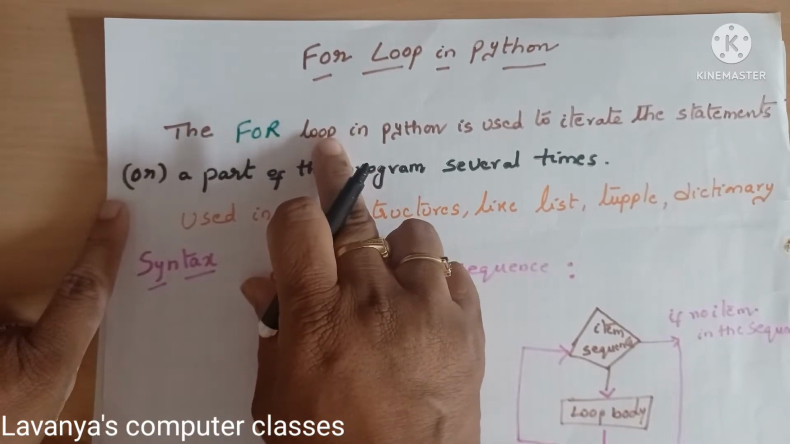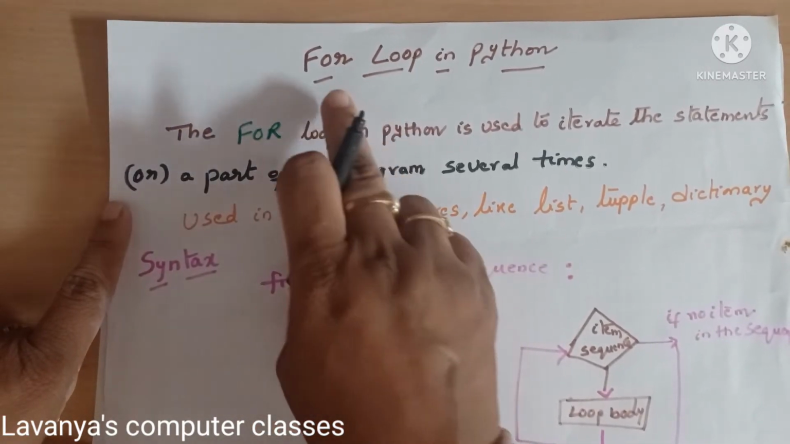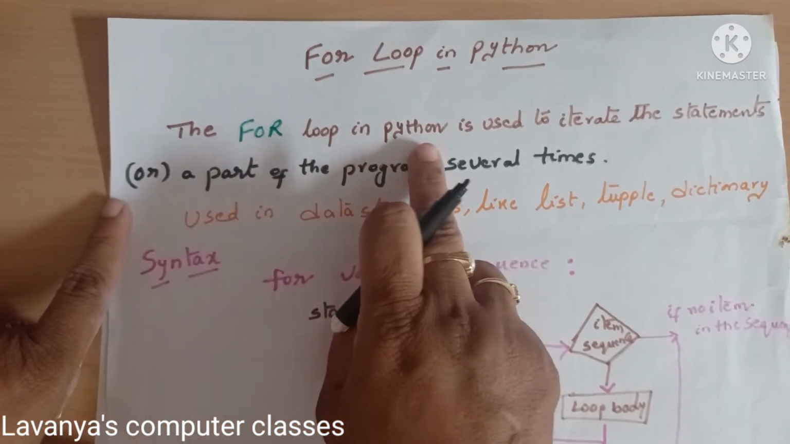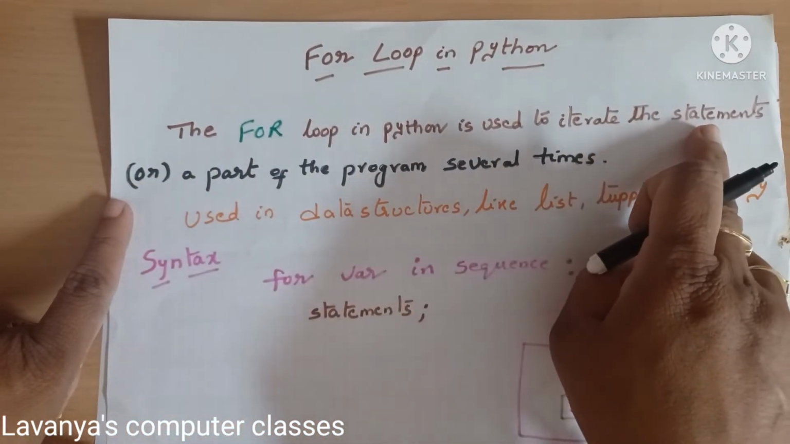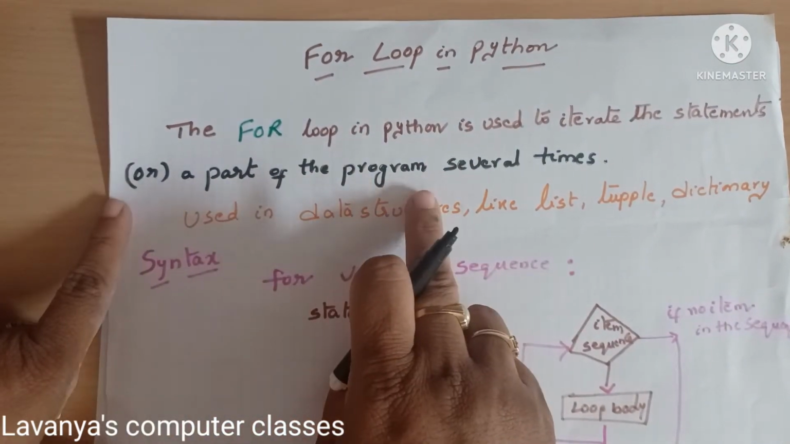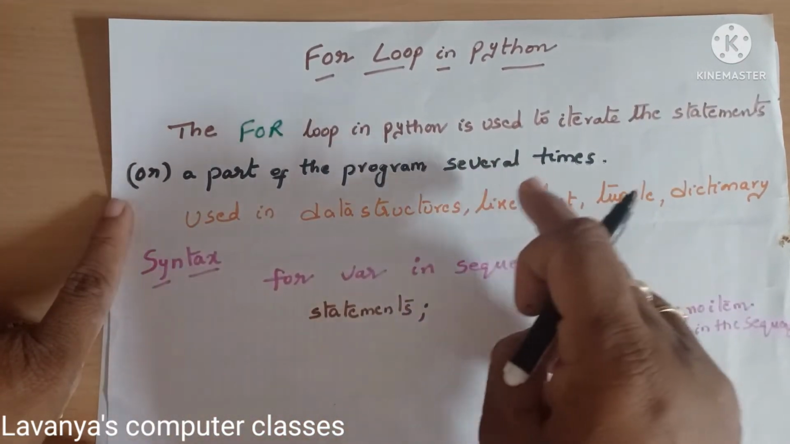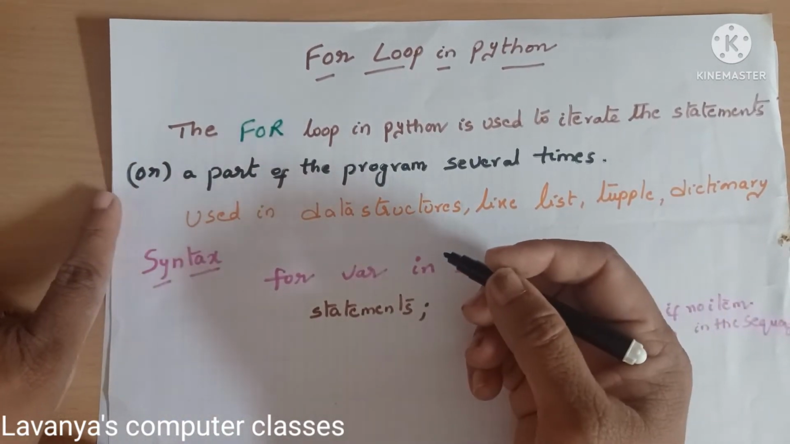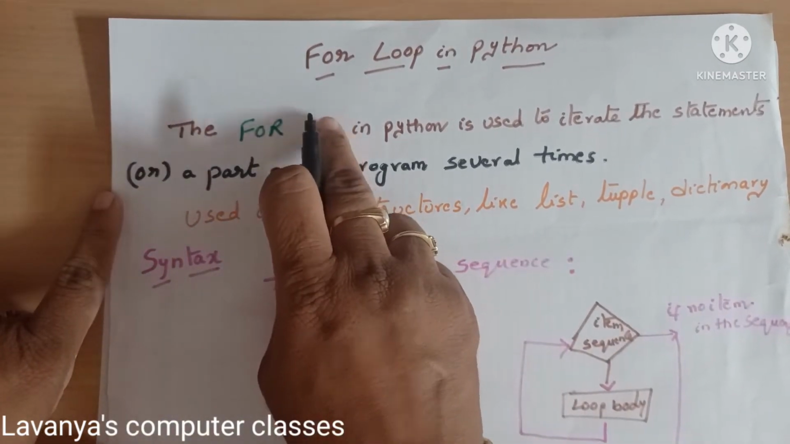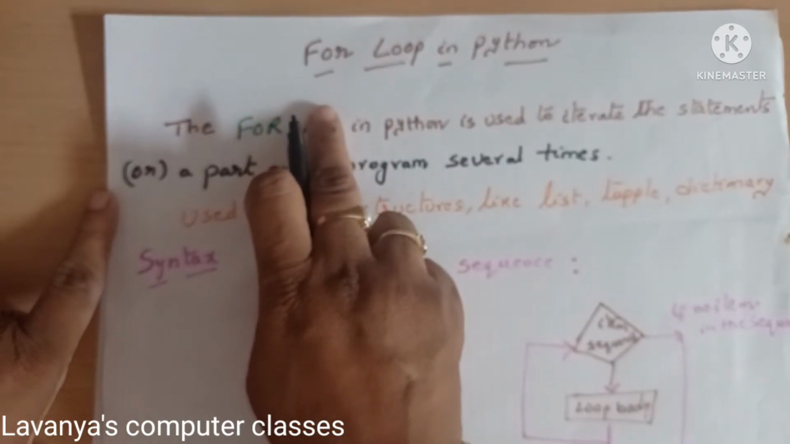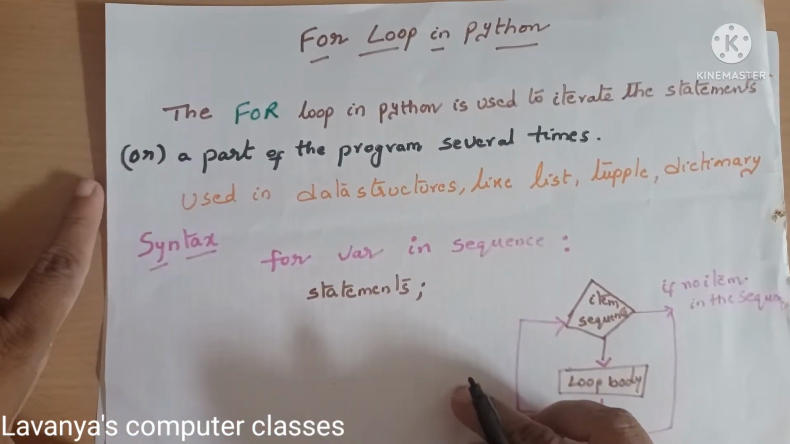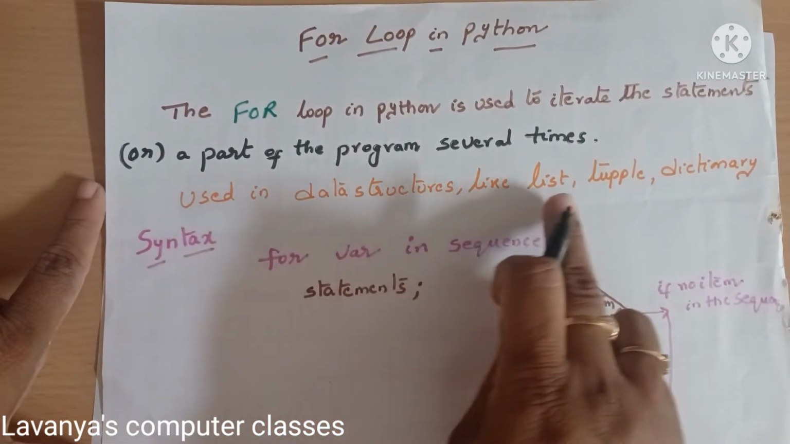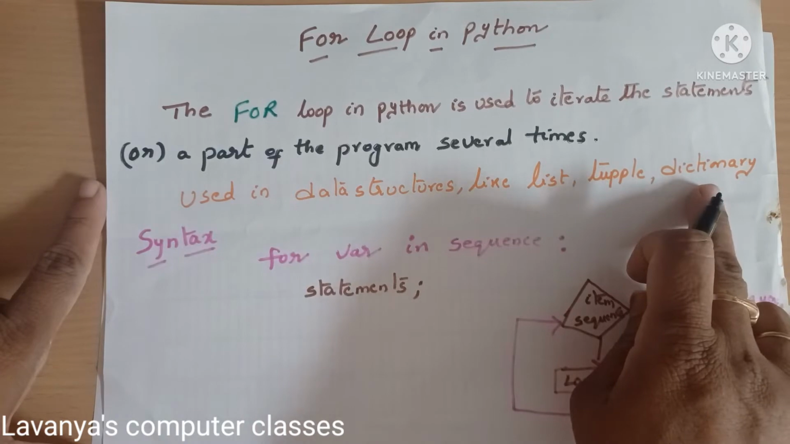Different types of loops we have: for loop and while loop. Now I will explain the for loop. So what does the for loop mean? The for loop in Python is used to iterate the statements or a part of the program several times repeatedly. If you want to execute some set of statements, then we go for a loop. Where are we using these loops? For loops are used in data structures like lists, tuples or dictionaries.